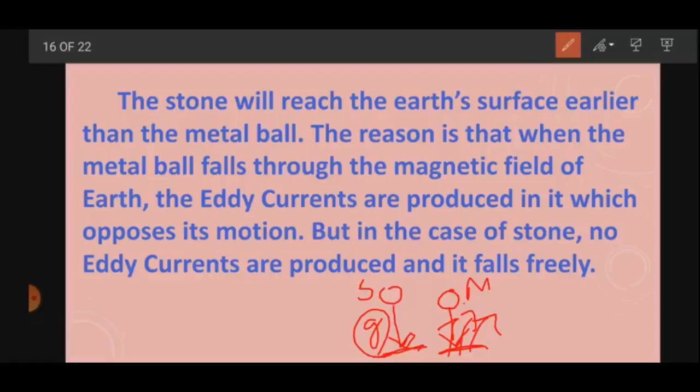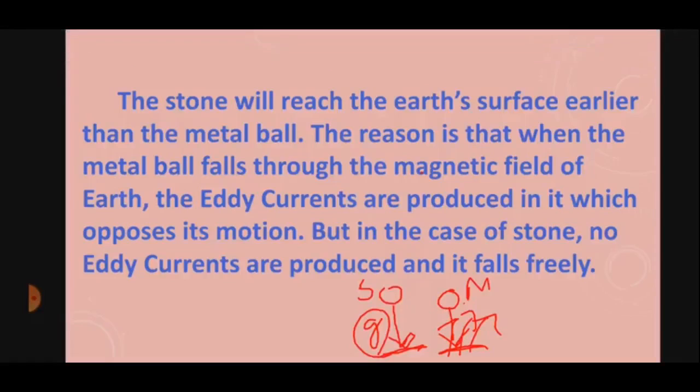So this is the reason. The reason is that when the ball falls through the magnetic field of the earth, eddy currents are produced in it which oppose the motion. But in the case of the stone, no eddy currents are produced and it falls freely. Understand, students? This is a very important 2 mark question. Note it down. Okay, then go on to discuss applications of eddy currents.